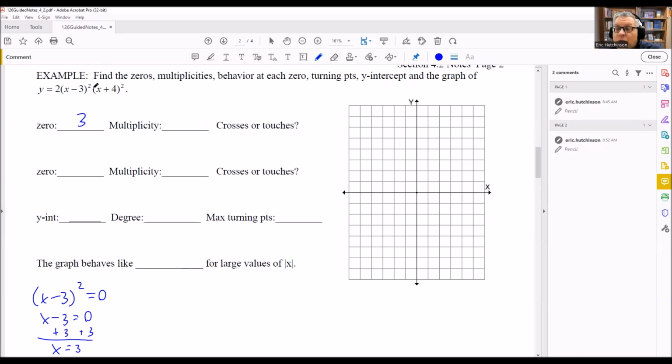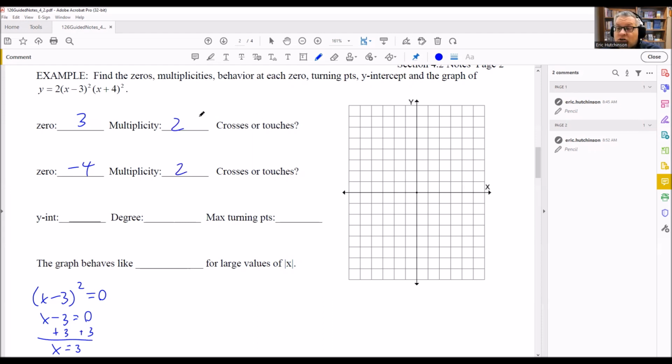Now we have to think about what would give us a 0 here. It's the opposite of 4, and so that's going to be negative 4. So negative 4 is the zero for that one. Now the multiplicity would be the powers that are attached to each of the factored pieces here. The multiplicity would be 2 in each case.